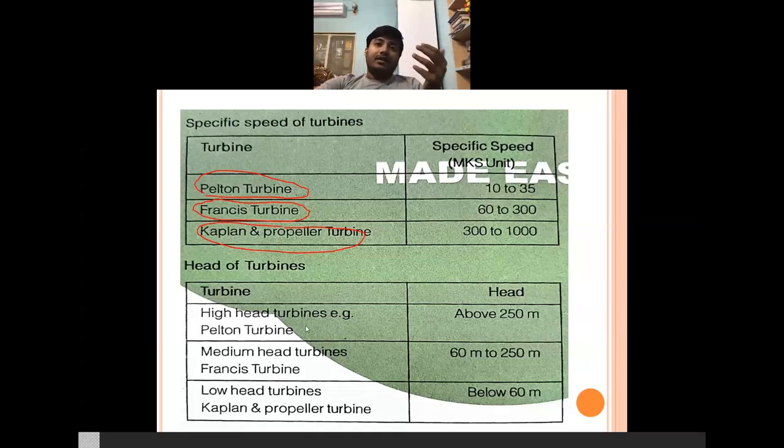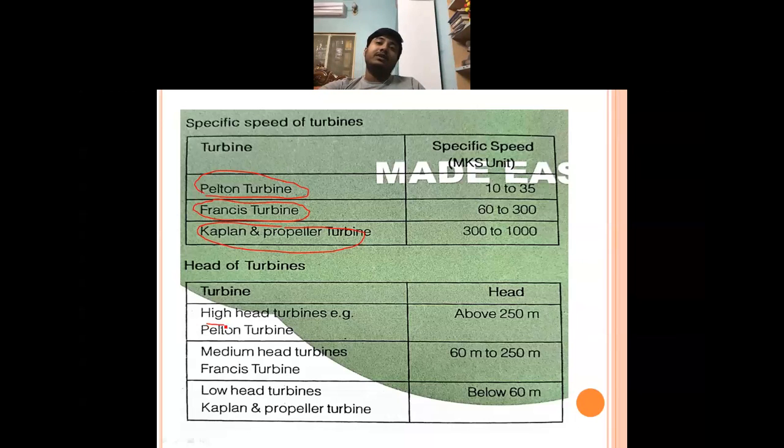Then the turbine categories come under the head. That means how much head is available at the inlet of the turbine. If high head is available, then it is a high head turbine. If medium head is available, then it is a medium head turbine. And if low head is available, then it is a low head turbine. So what are the examples of these turbines? For the high head turbine, it is the Pelton turbine.